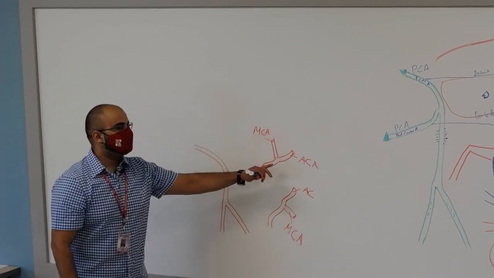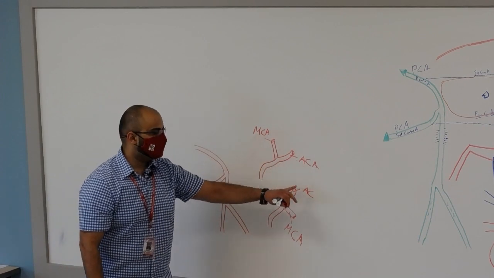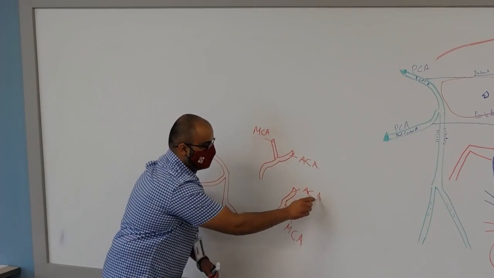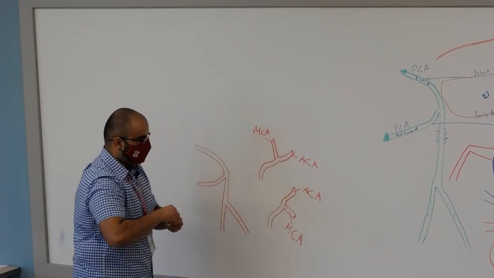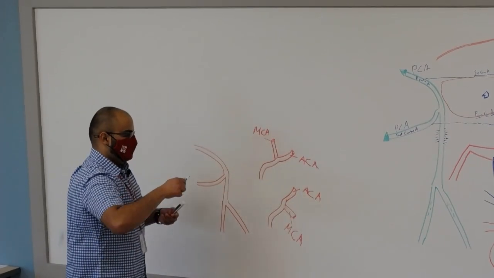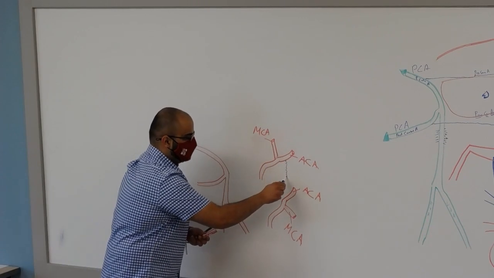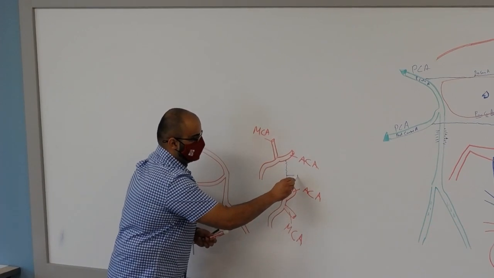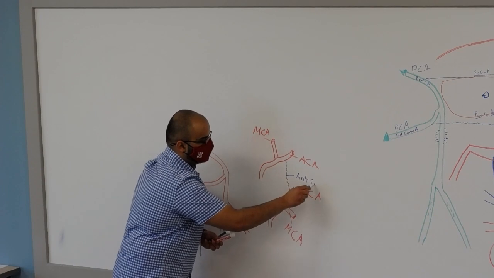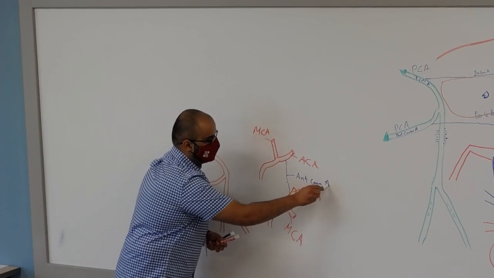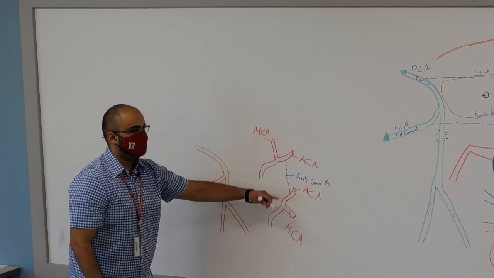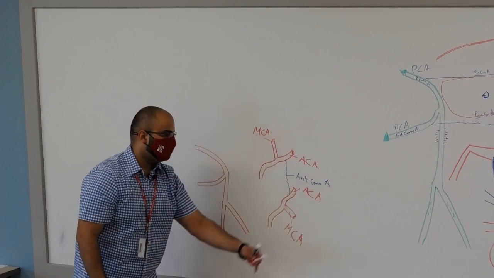The anterior cerebral system and anterior cerebral system, how are they communicating? They're communicating with the anterior communicating artery. Okay, these two systems are communicating with the anterior communicating artery.